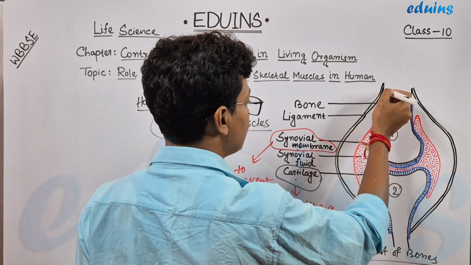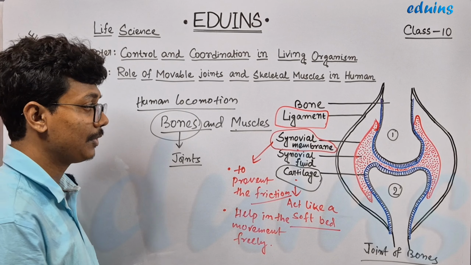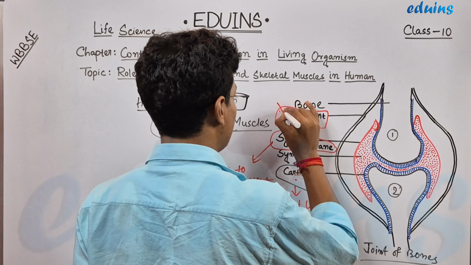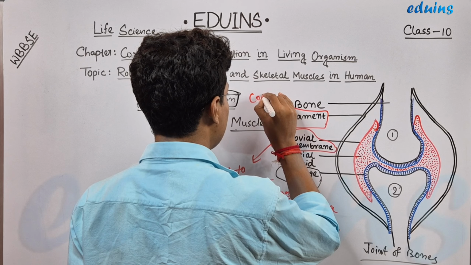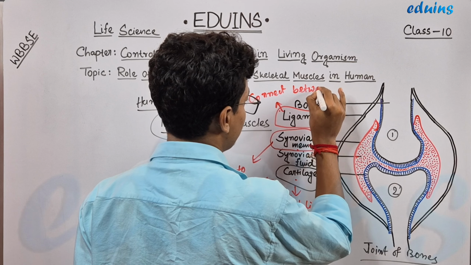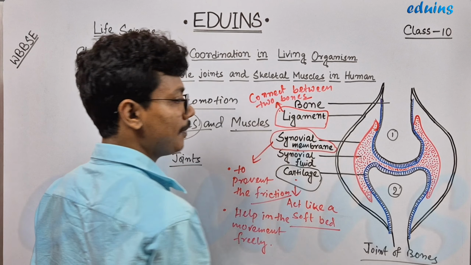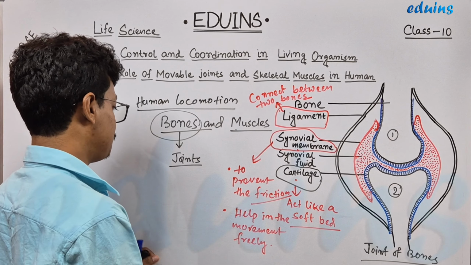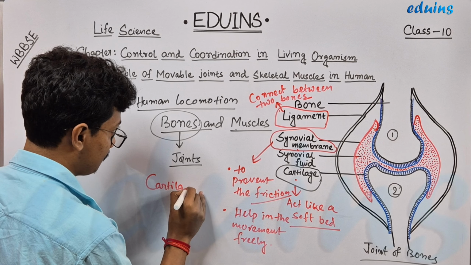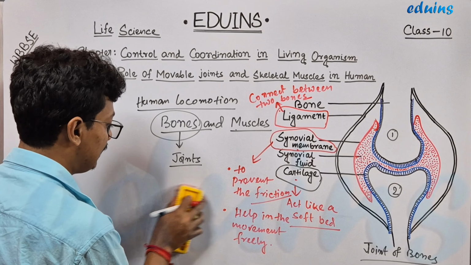Last layer, that is the ligament. This ligament actually connects two bones. What is the function of ligament? To connect between two bones. There is a misconception between ligament and tendon.